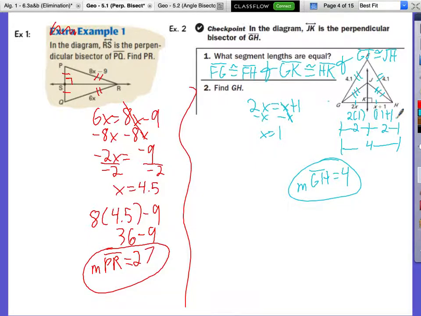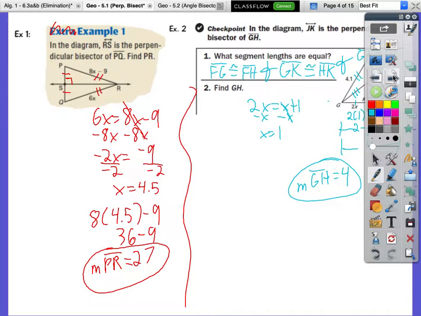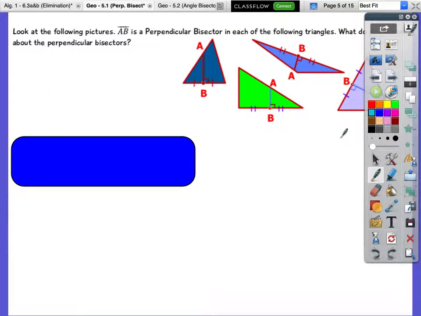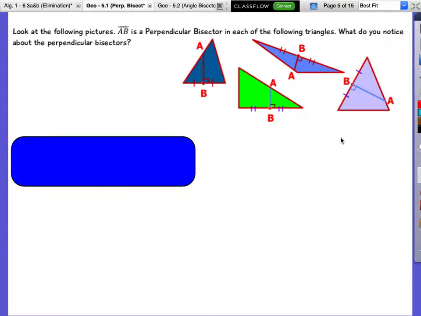Questions on that? Okay, so at the bottom of the page here, let's take our attention there. We have 4 different pictures of triangles here. AB is a perpendicular bisector in each of the following triangles. Each of these triangles is perpendicular and it bisects a side of the triangle. But what do we notice about these perpendicular bisectors compared to the ones that we've had so far?